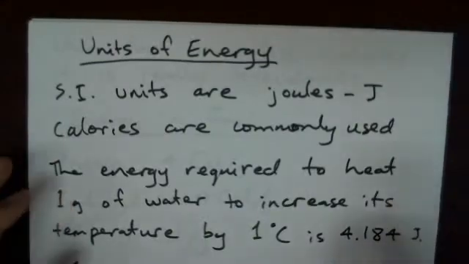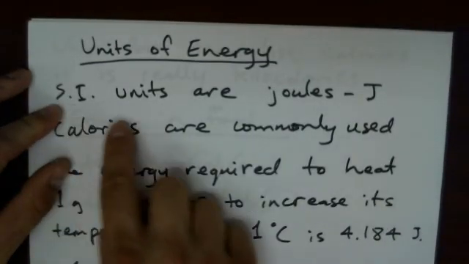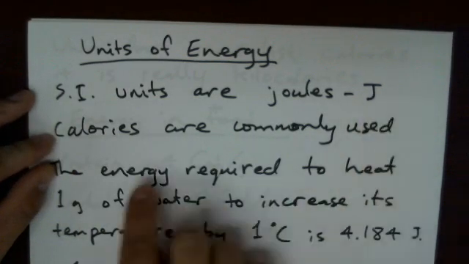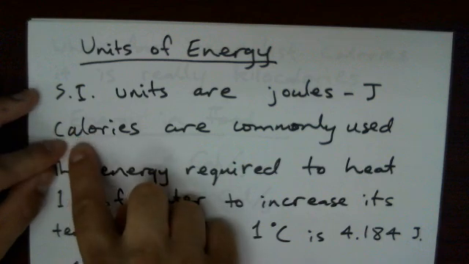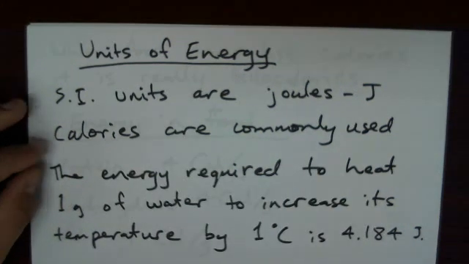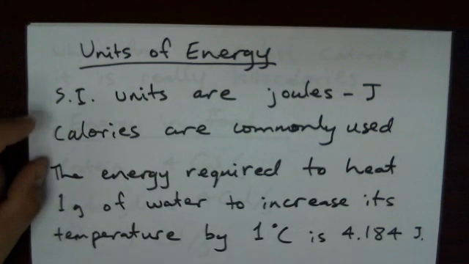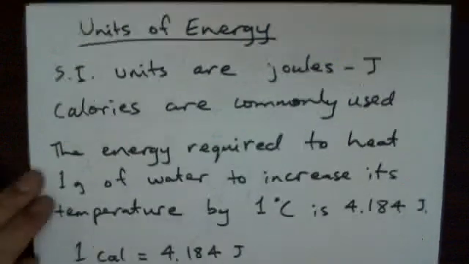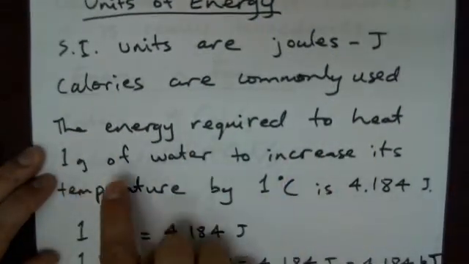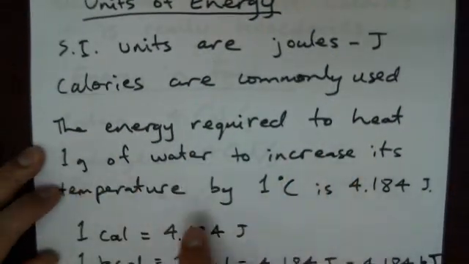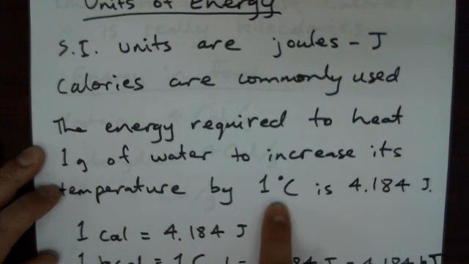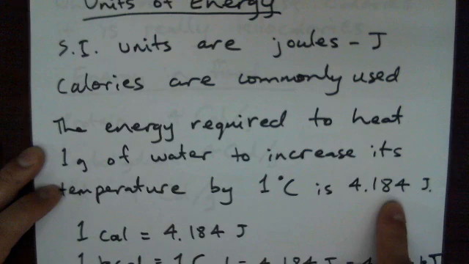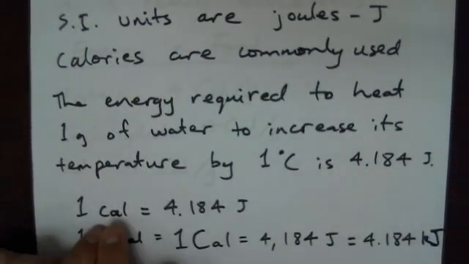Units of energy, according to the SI units, we have joules. Calories are commonly used, particularly in the United States. Calories are a major unit of energy. The calorie is actually defined as the energy required to heat 1 gram of water to increase its temperature by 1 degree Celsius. And the amount of energy to do that is 4.184 joules, and we define that as 1 calorie.